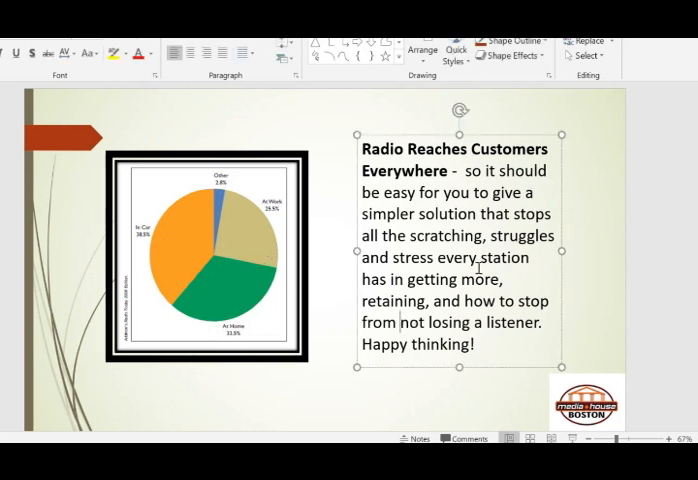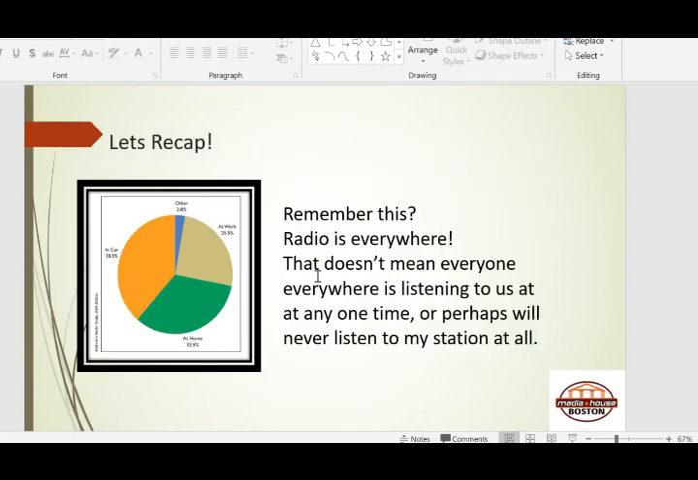So it should be easy for you to give a simpler solution that stops all the struggles and stress every station has in getting more, retaining, and how to stop listeners from not listening, right? The follow-up is obviously that it doesn't mean everyone. Radio is everywhere, but that doesn't mean everyone everywhere is listening to us at any one time. Perhaps some will never listen to a certain station, my station, at all. What do we do about this?